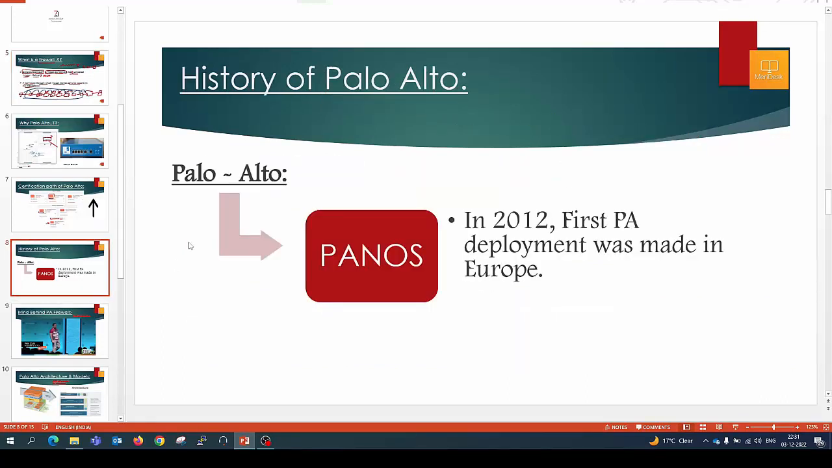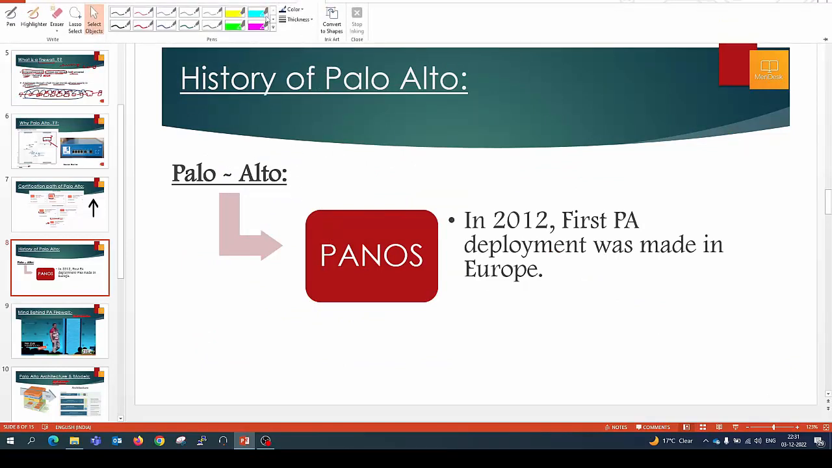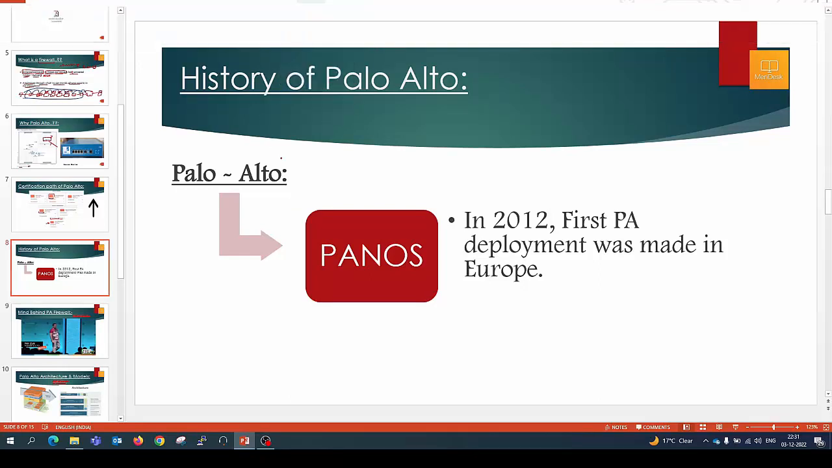Now, let me proceed to Palo Alto. The operating system of Palo Alto is called PAN-OS. PAN-OS means Palo Alto Networks Operating System. For example, we have Microsoft Windows, right? The operating system from Microsoft. We have Macintosh from Apple. Similarly, we have PAN-OS from Palo Alto.